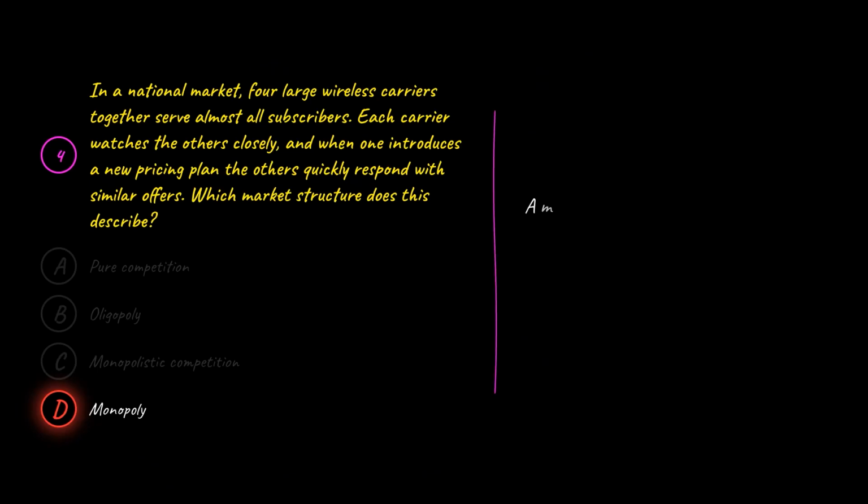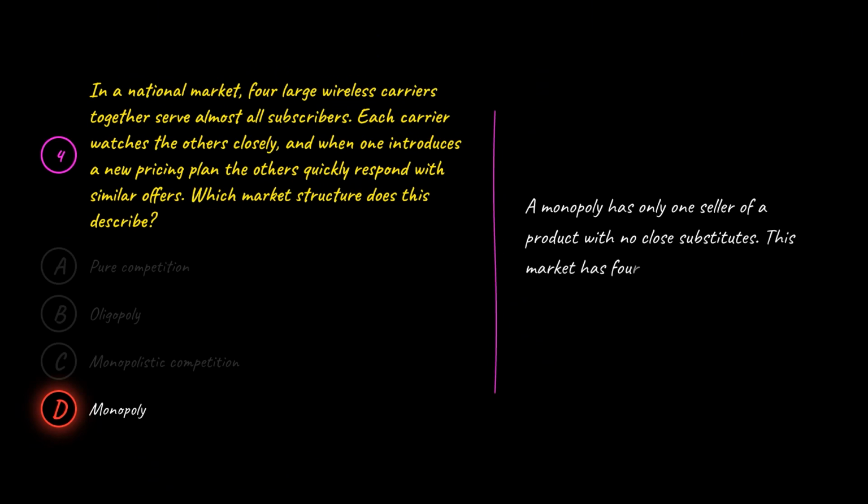D is wrong because a monopoly has only one seller of a product with no close substitutes. This market has 4 major competitors, so it cannot be a monopoly. Economists classify markets into 4 structures based on how many sellers exist, how similar their products are, and how much price control any one seller holds. Together they form a spectrum from maximum competition to none at all.